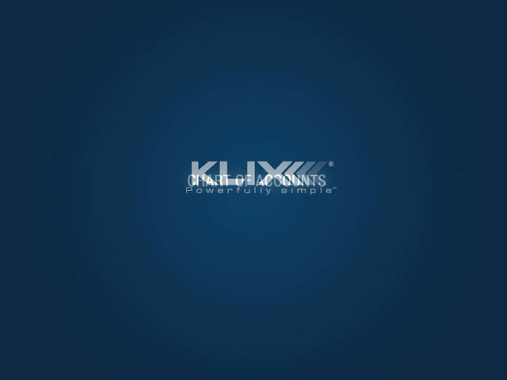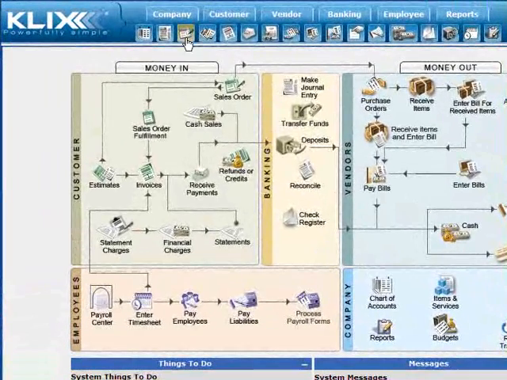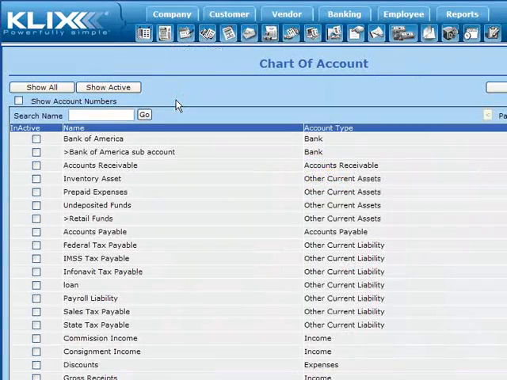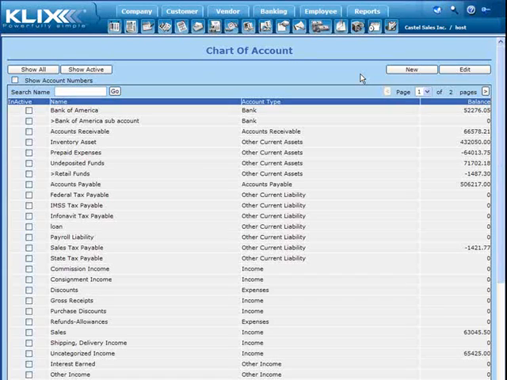Company, chart of accounts. With the ease of Klix, there's no need for you to be an accountant to manage your chart of accounts. Klix has created a revolutionary accounting system that has modernized traditional accounting by making it simple and easy to understand by everyone.